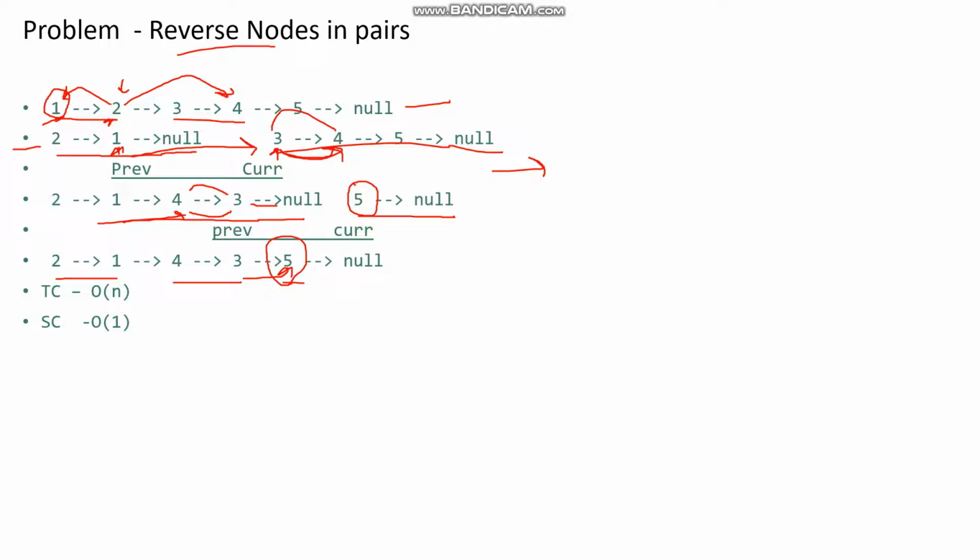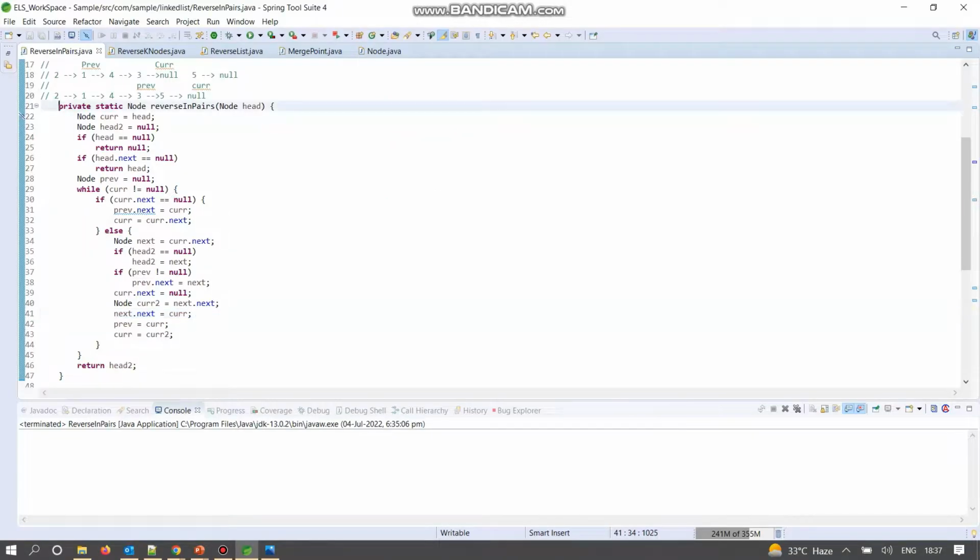So in this case our time complexity will be O(n) because we are traversing the list only once and we are not using any extra space, so our space complexity will be O(1). So this is the code of the algorithm.